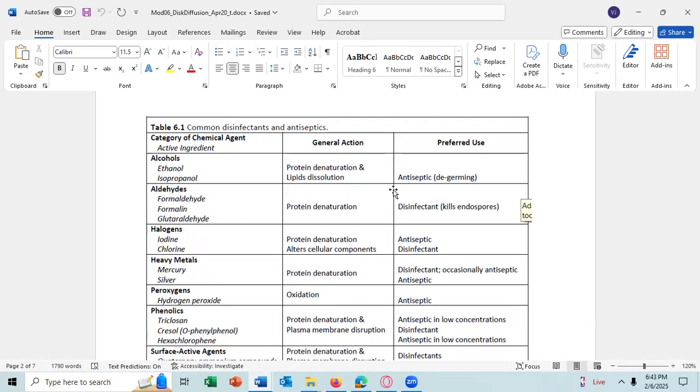So, for example, you would never want to use alcohol to prep a patient for surgery because the patient would get a bacterial infection from the surgery working on the area that's been only alcohol swabbed. Any question about any of that?